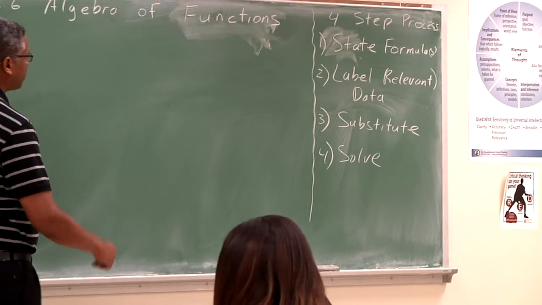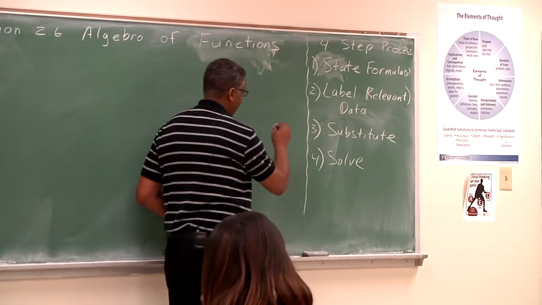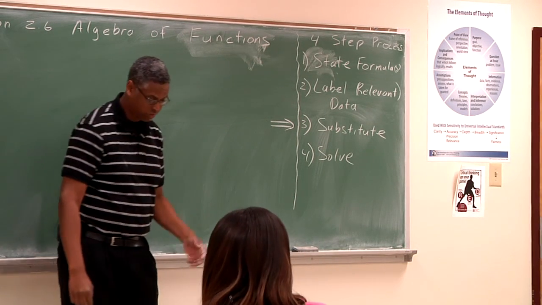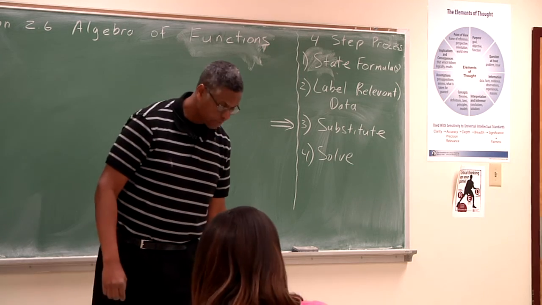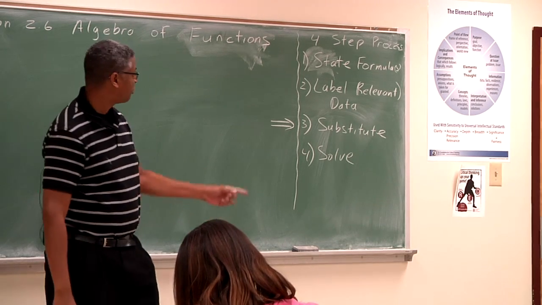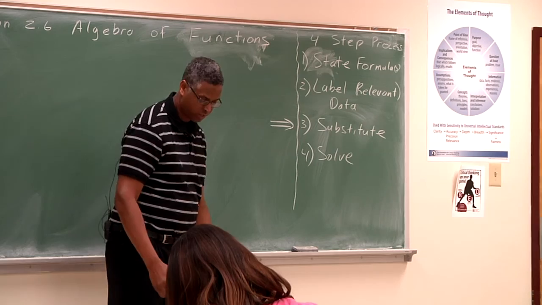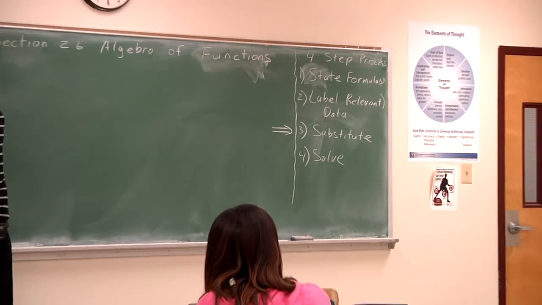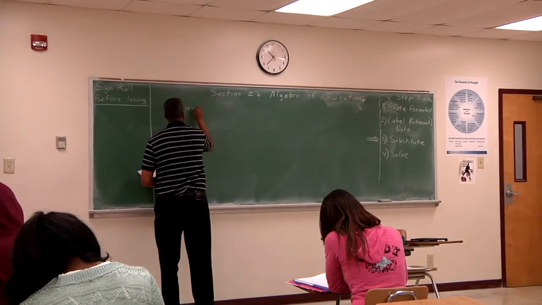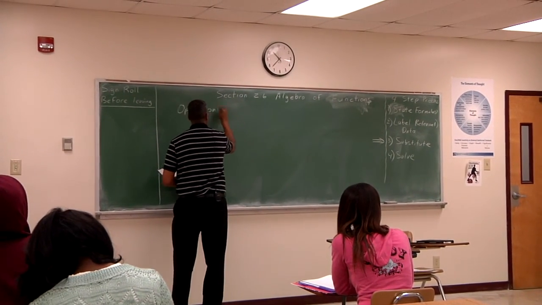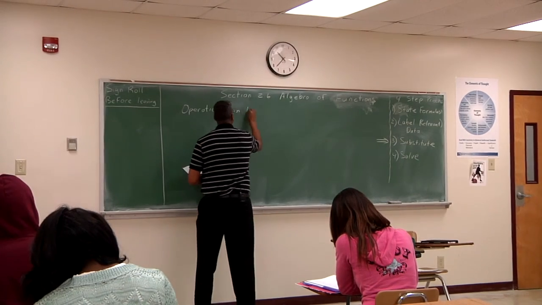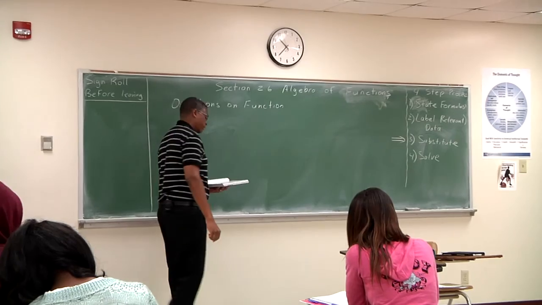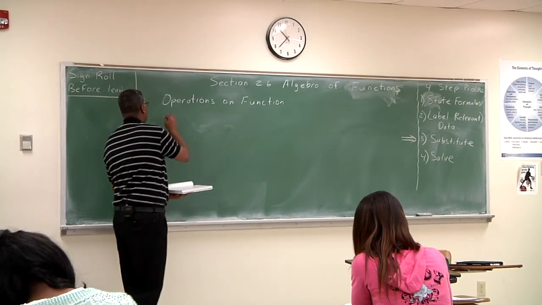Okay, so for today's topic, we're going to talk about the algebra of functions. We're really going to be honing in on this third step, which is called substitute or substitution, because function evaluation all boils down to that one word, substitution. So let's talk about some common operations on functions. The first operation is a sum.